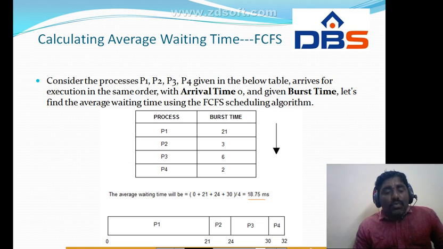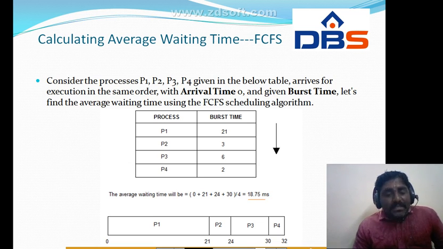P2 waiting time is 21. P3 waiting time is 24. P4 waiting time is 30. Why? Because at 30 milliseconds only P4 will start its execution. At 24 milliseconds only P3 starts its execution. At 21 milliseconds only P2 starts its execution.